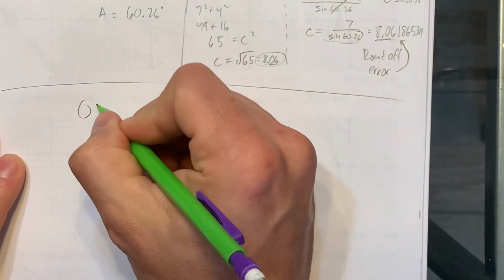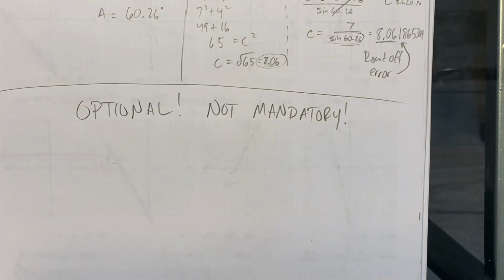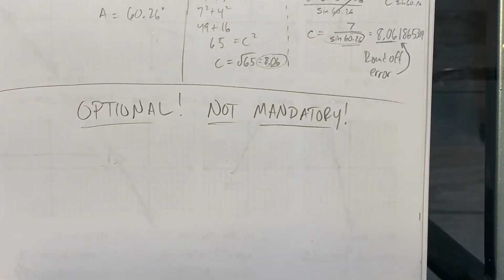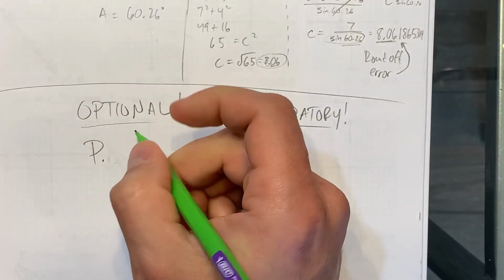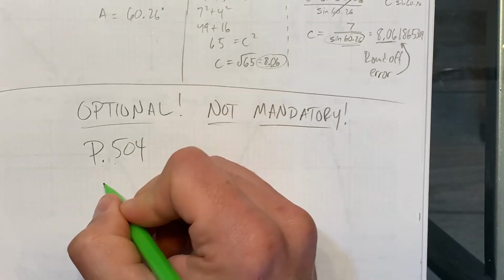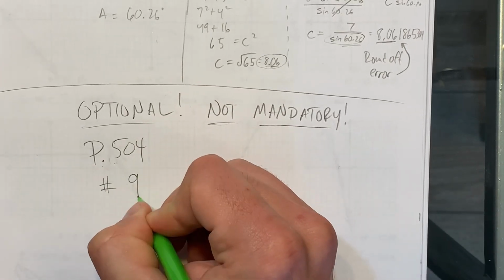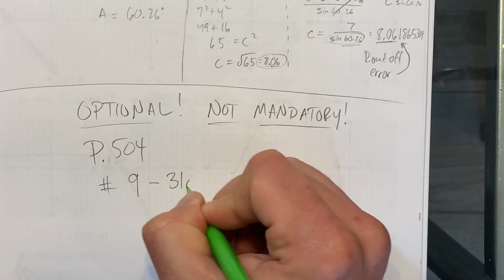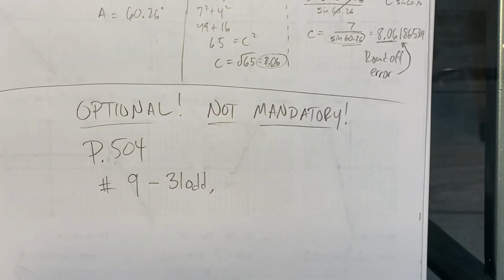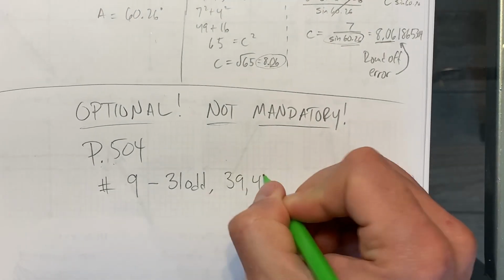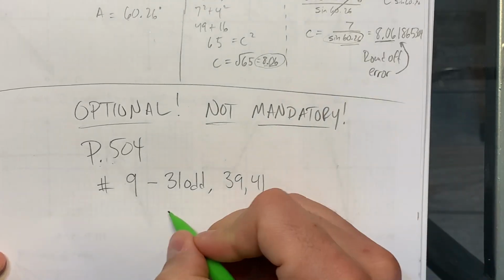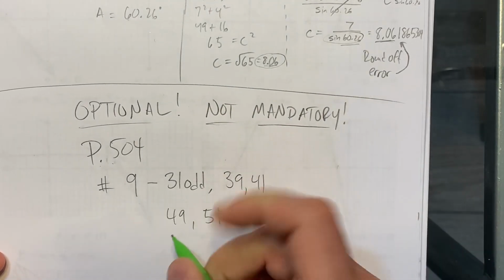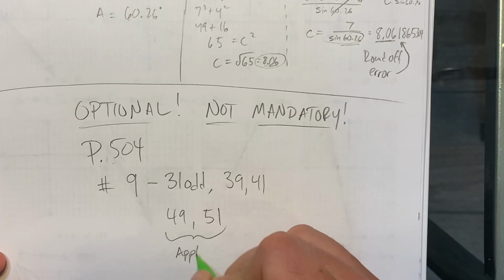Now, I am going to assign some work. This work is completely and totally optional, not mandatory, but if you want to find something to do, look on page 504. We're going to do numbers 9 through 31 odd. I'll give you the odds so that you can check your answers in the back of the book, and then we'll do 39 and 41. There are some story problems that go along with this, 49 and 51. These are the application problems.